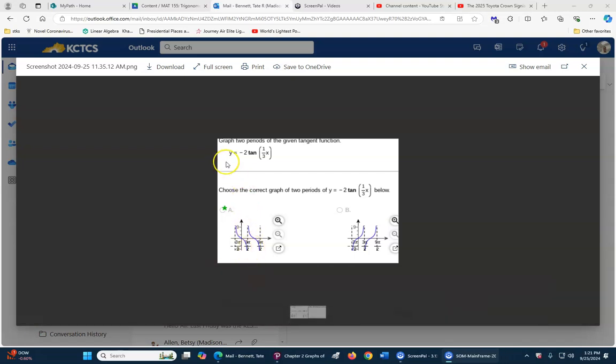Hello, I saw your next question here. Graph two periods of the given tangent function. So y equals negative tangent of 1/3 x.